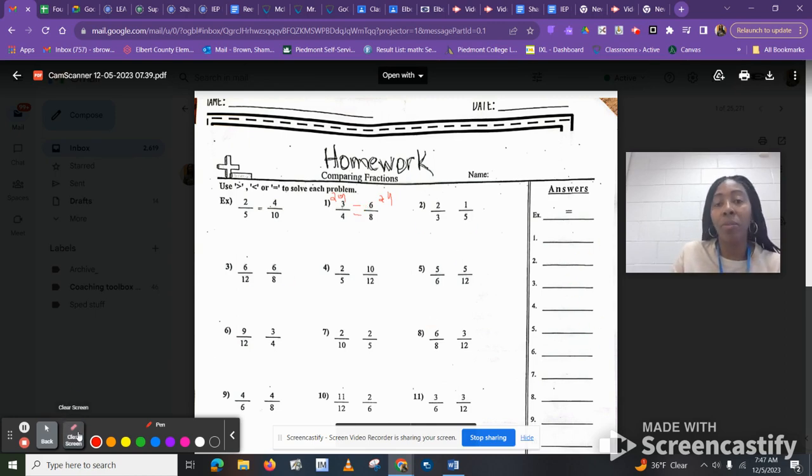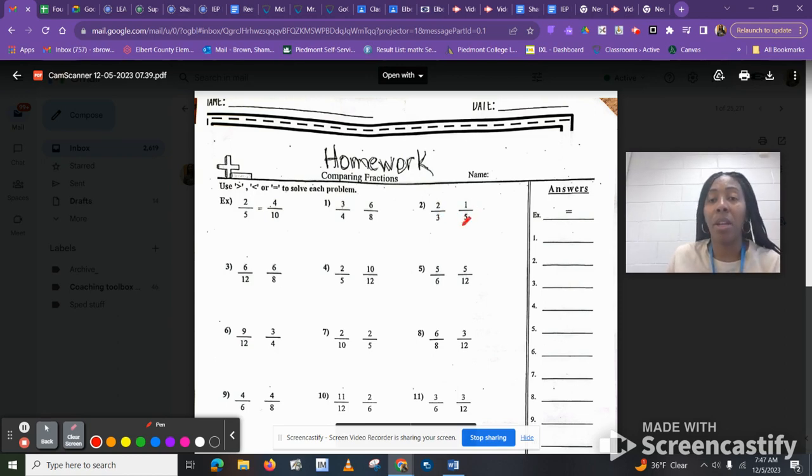Okay, the next one. I have 2/3 and 1/5. I know that I can't use benchmark because this is not half. 2 is not half of 3, and 1 is not half of 5, so I can't compare them using that. So now I can say, is there something I can multiply 3 by to get 5?